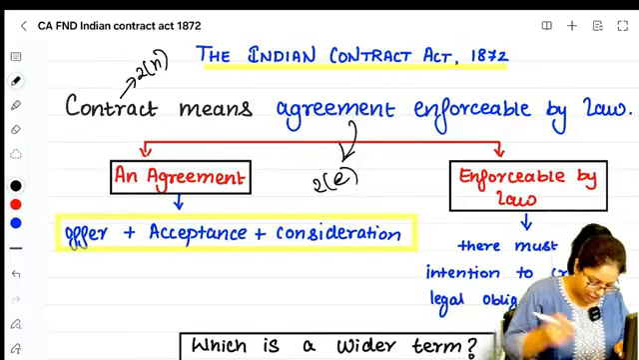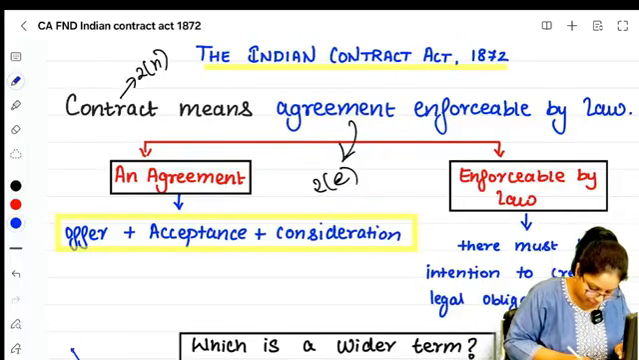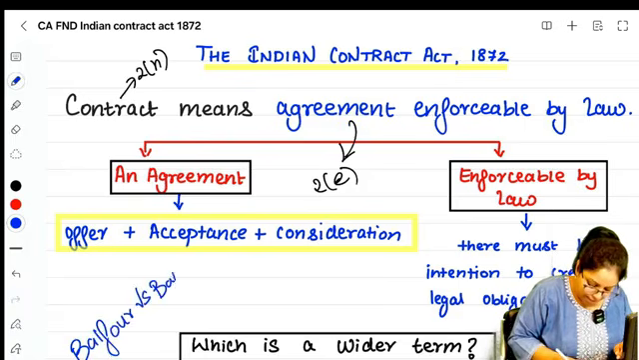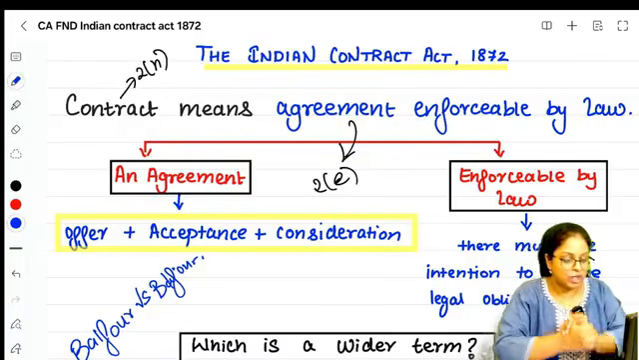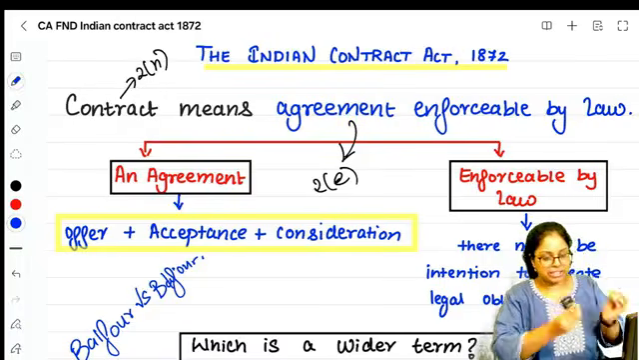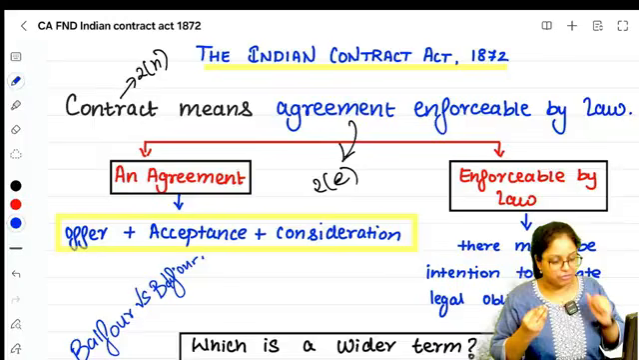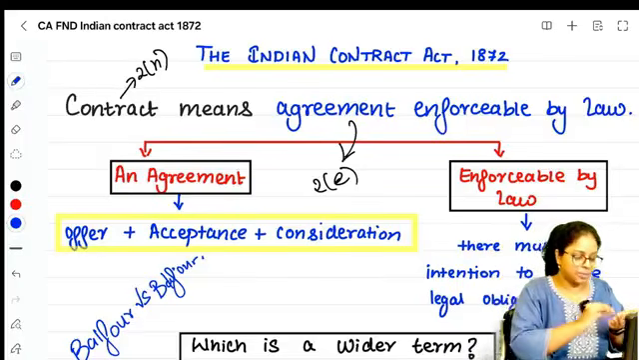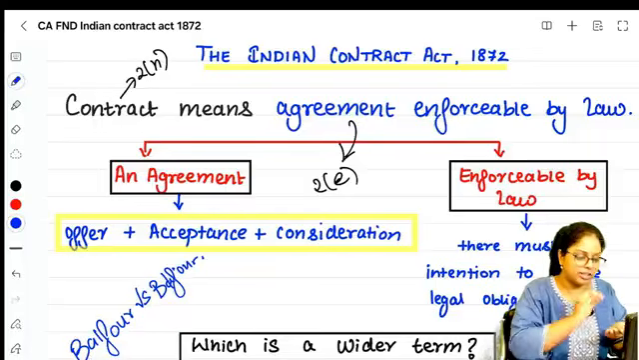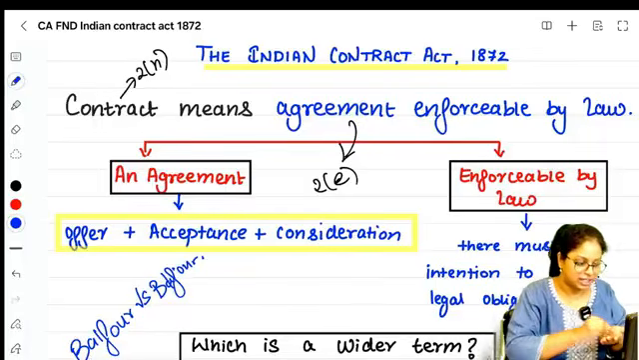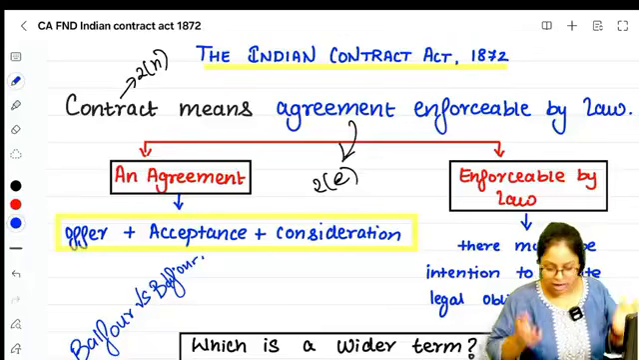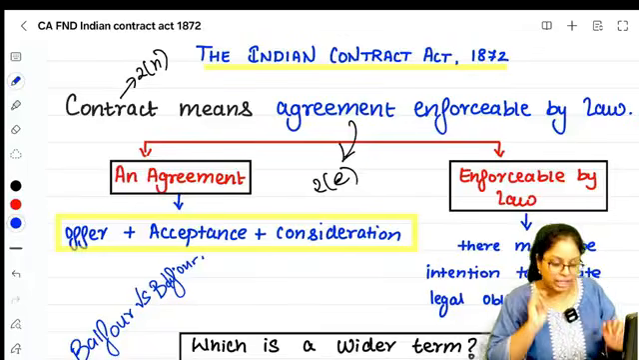There is a classic case law on this. You remember the case law? Balfour versus Balfour. In this case law, what happened? There was Mr. Balfour and Mrs. Balfour, husband and wife, both living in England. The husband was an engineer who got a job in Ceylon, Sri Lanka. So he had to move from England to Sri Lanka, but his wife could not come because she had some health issue.